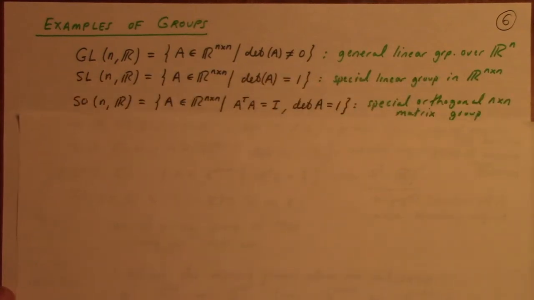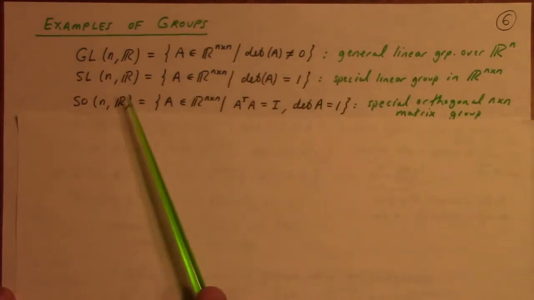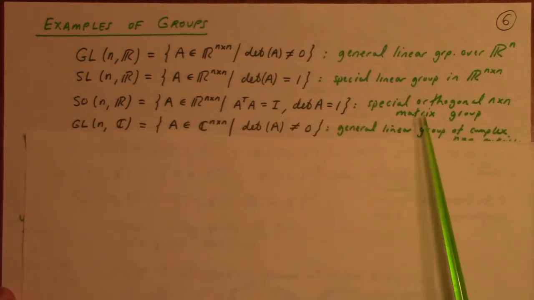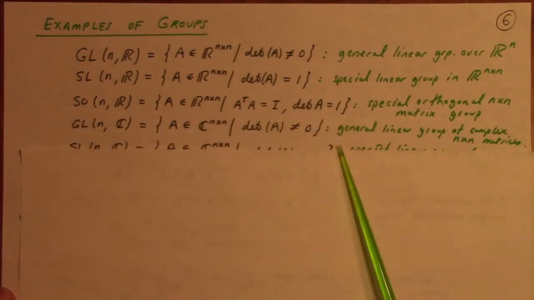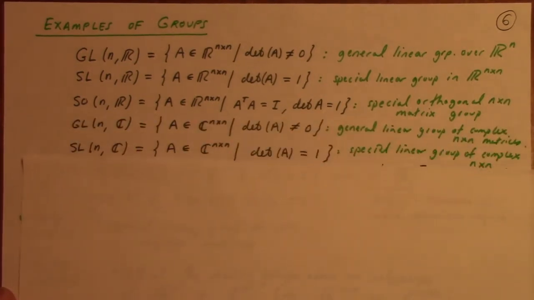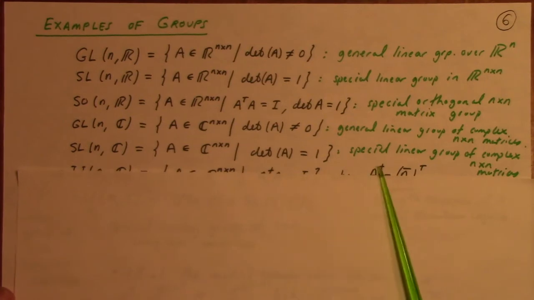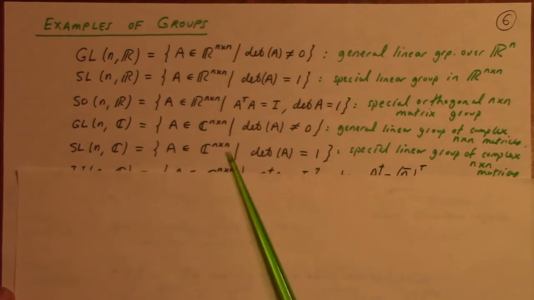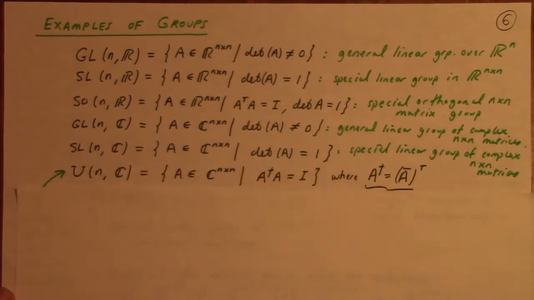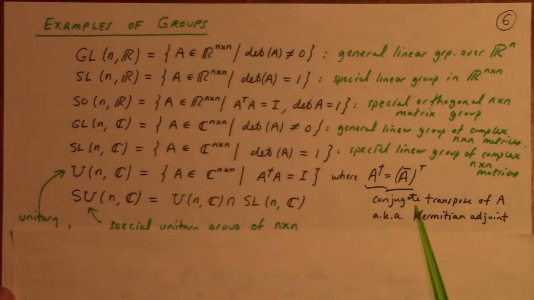Anyway, so you've got your general linear group, your special linear group, your special orthogonal matrix group, your general linear group over the complex numbers, you know, invertible complex n by n matrices, determinant one complex matrices. You've got your unitary group, which is n by n complex matrices that satisfy A dagger A equals the identity. Here the dagger is the Hermitian adjoint, it's the conjugate transpose of A.